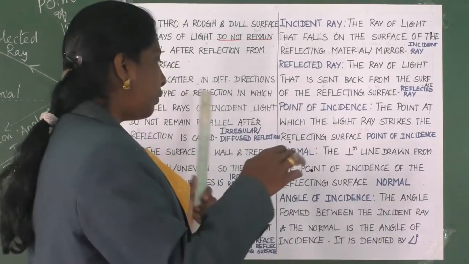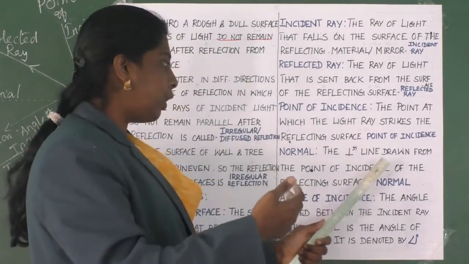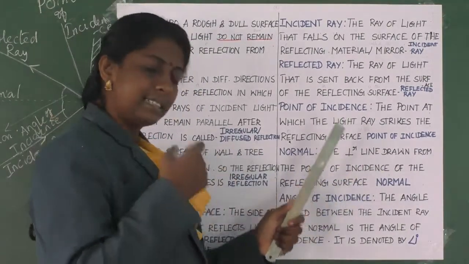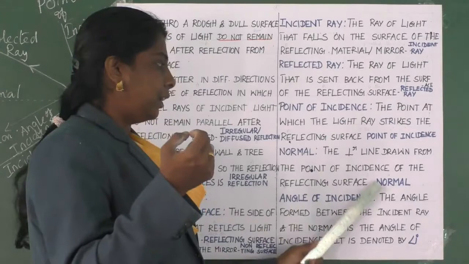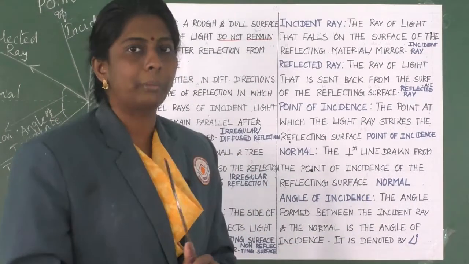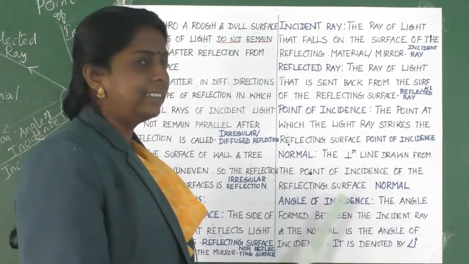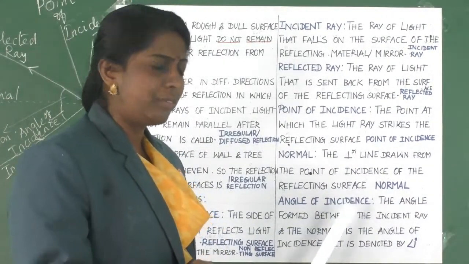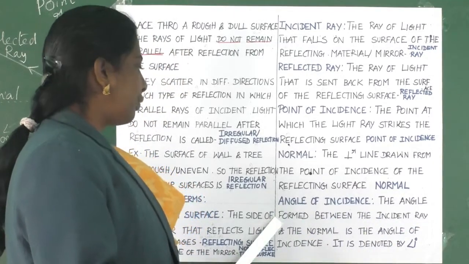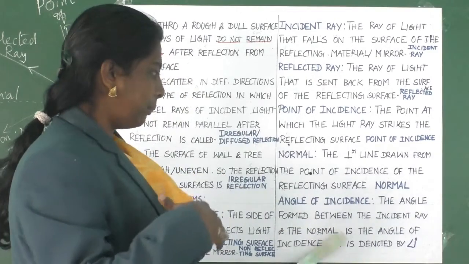So the perpendicular line drawn from the point of incidence to the reflecting surface is called the normal. Clear? Next is the angle of incidence. What do you mean by angle of incidence? The angle formed between the incident ray and the normal.